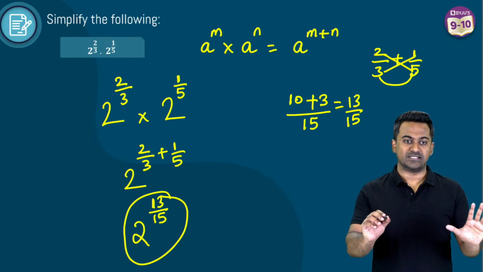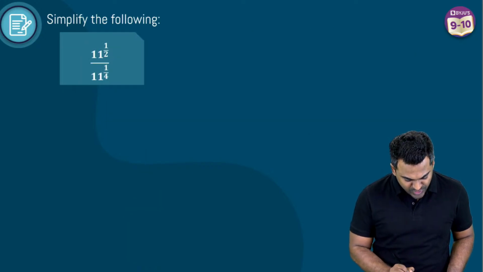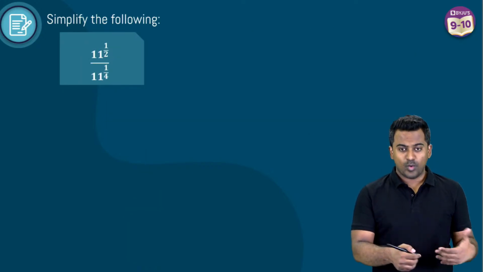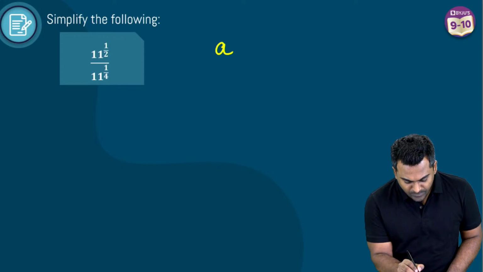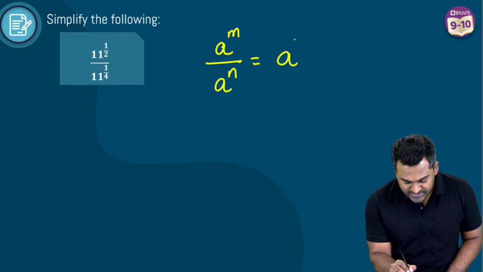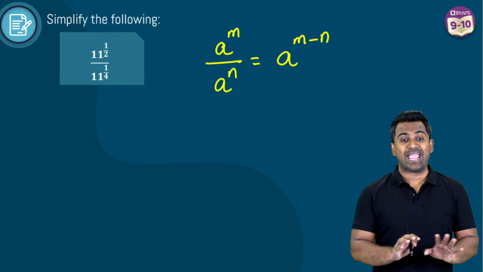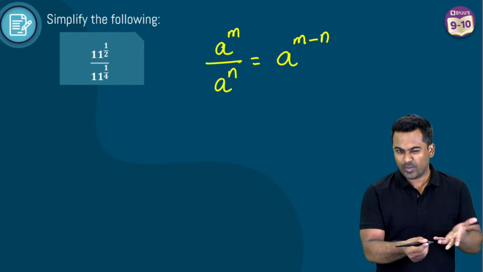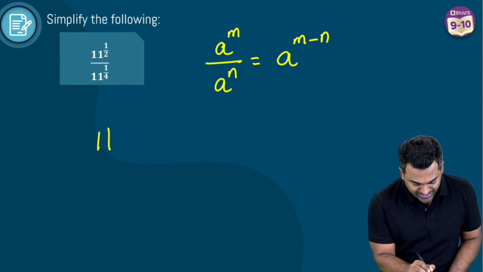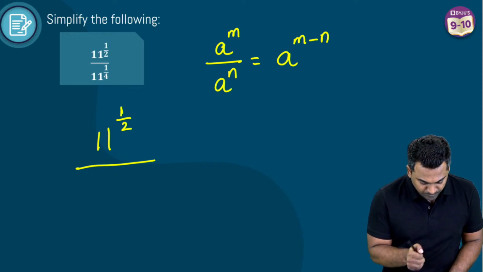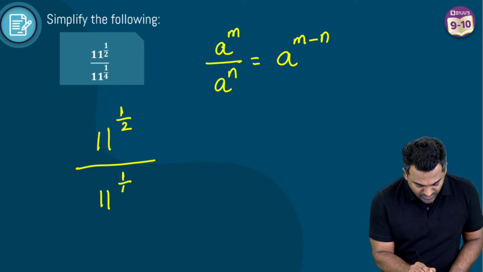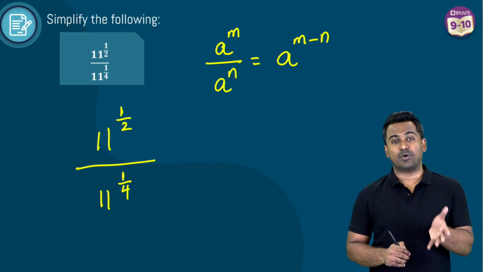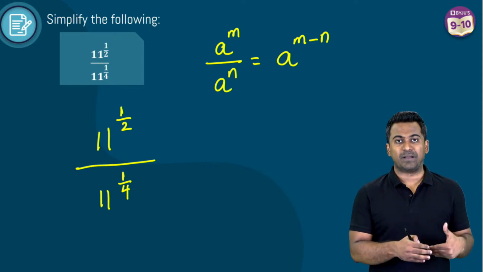So we have the correct answer. Awesome. Come on, let's move on and check out the next question. Now this, again, what is it trying to test? A to the power m divided by a to the power n, you guys know, is equal to a to the power m minus n. So come on, go ahead and tell me the answer to this. I'll rewrite the question in case it is not visible. This is going to be 11 to the power 1 by 2 divided by 11 to the power 1 by 4.